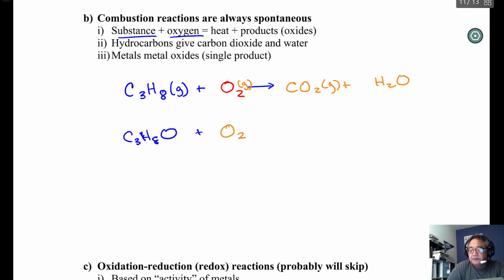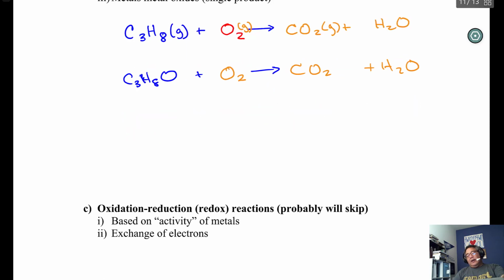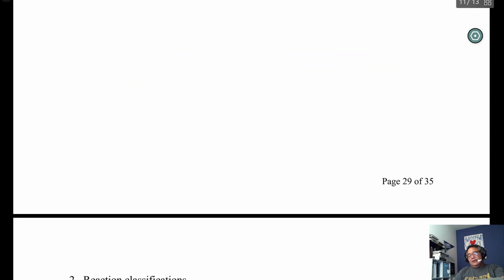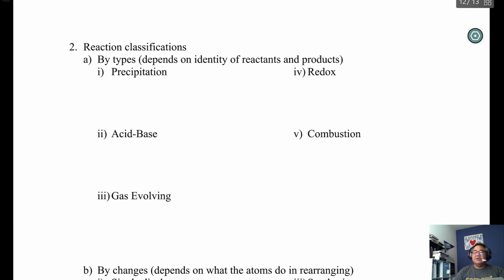and that would still be a combustion reaction involving, again, oxygen and producing CO2 and water. So it's always the same, and then all that's left is the balancing, and we've covered the balancing already. Now I'll point you to a section. It's called Reaction Classifications by Type. We've already done all of these.